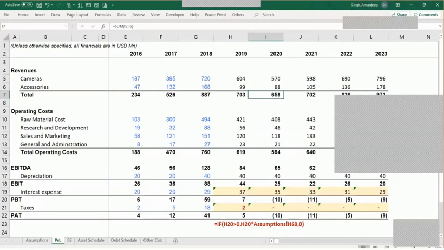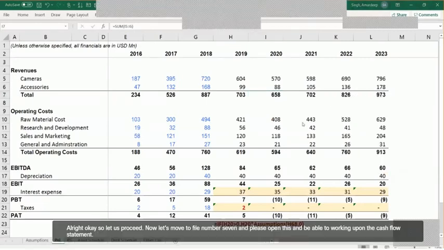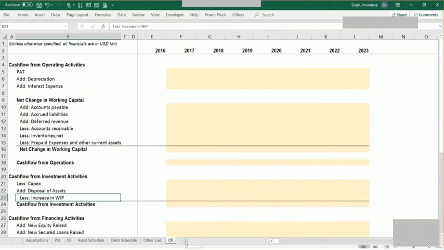All right. Okay, so let us proceed now. Let's move to file number 7. Please open this, and we are going to be working upon the cash flow statement in this file. Please open file number 7.